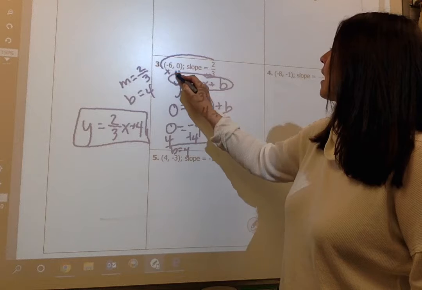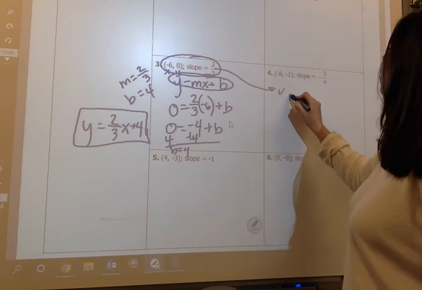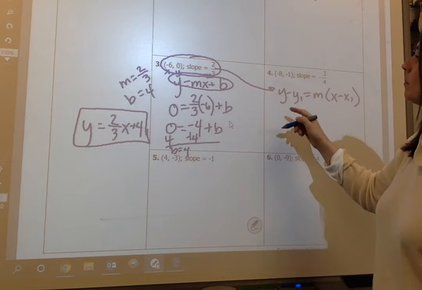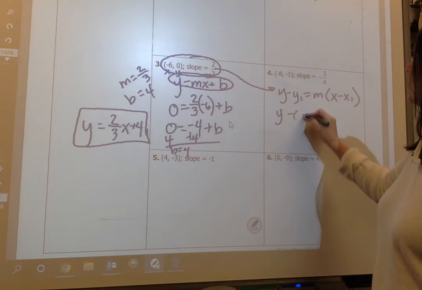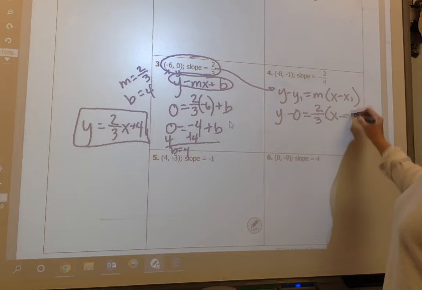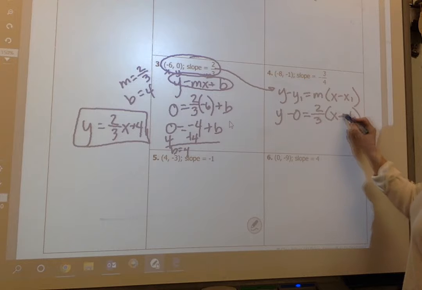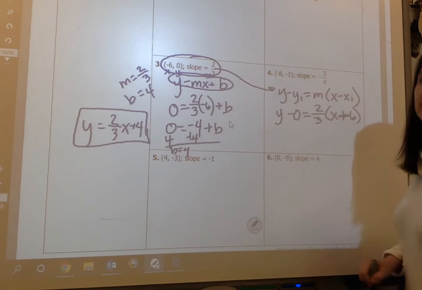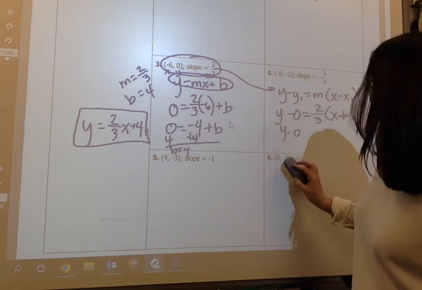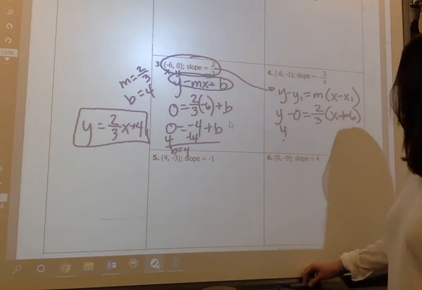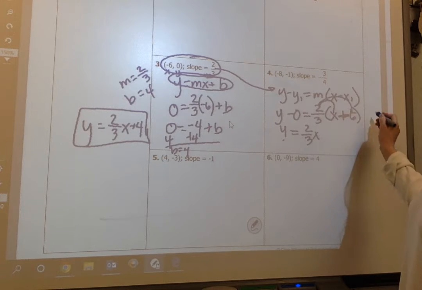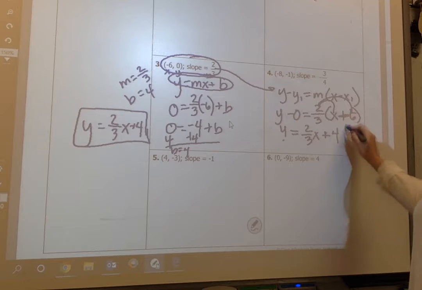So let's say I have this using the formula, y minus y1 equals m times x minus x1. I would say y minus 0 equals 2/3 x minus a negative 6. Be careful when you have minus a negative because it becomes positive. I can distribute, so y minus 0 stays the same. Really, minus 0 is nothing, so we can just keep that as y. Y equals 2/3 x. 2/3 times 6 is 4.